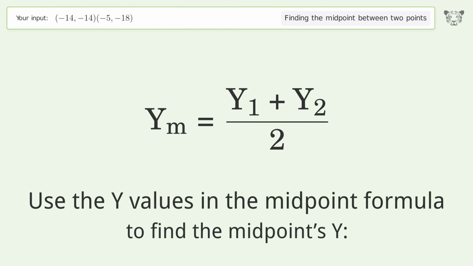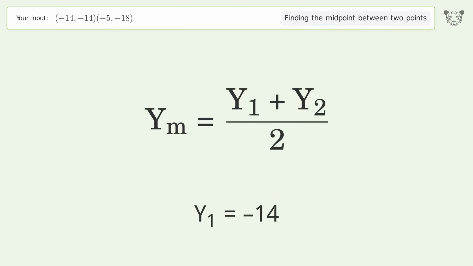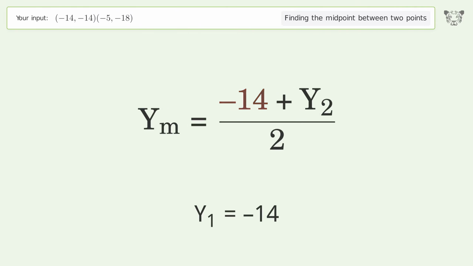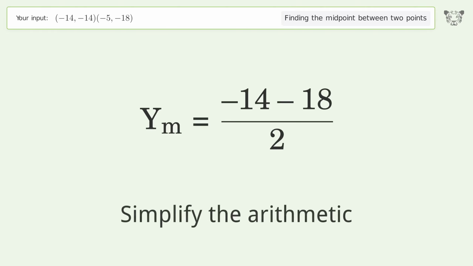Use the y values in the midpoint formula to find the midpoints y. y1 equals -14. y2 equals -18. Simplify the arithmetic.